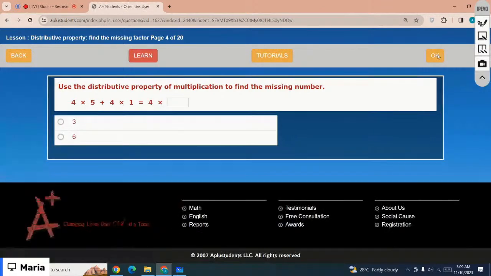You can write the answer once. Use the distributive property of multiplication and find the missing number. So which number is missing in this one? Very good. The missing number is 6. Got it?